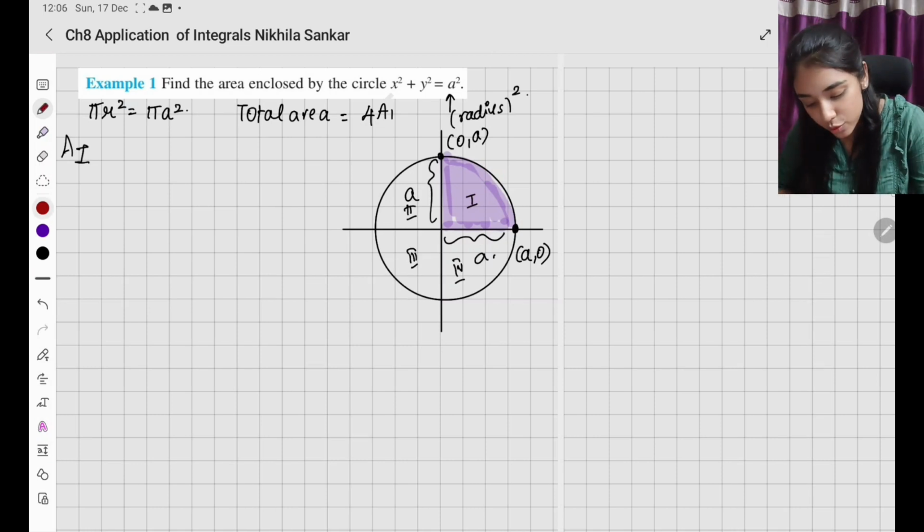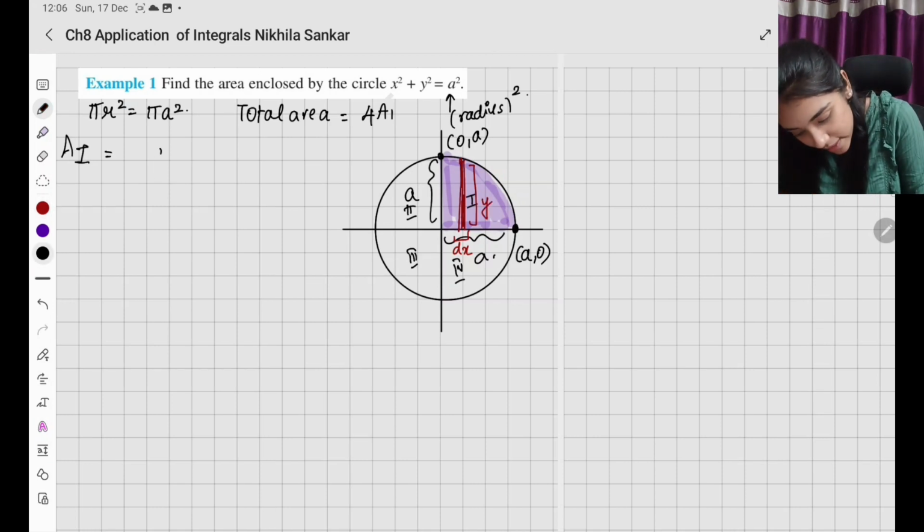So how am I going to do? I'm going to take a thin strip. I can take it along the x-axis or the y-axis. Okay, so this is going to be my thin strip. இப்போ இது எங்க இருக்கு? This is in my x-axis. So this is going to be dx. And this particular thing is going to be my y. So how does my integral look? It is going to look like integral of y times dx.